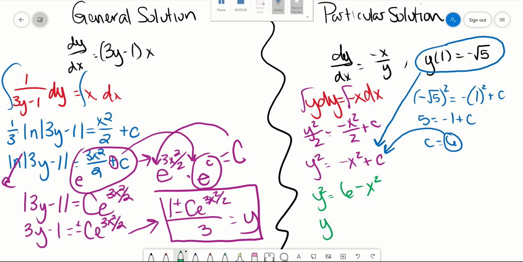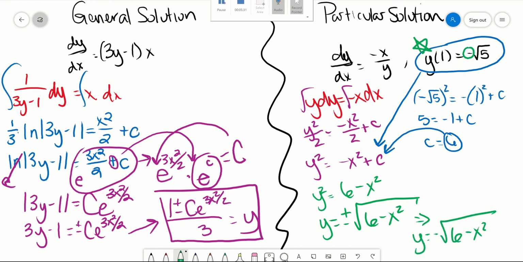So we solve for y, but when you take a square root, you get either the positive answer or the negative answer. So you've got to decide which answer do I go with here. That's where, again, we evaluate using the initial condition. Your initial condition is negative. So that means we have to choose the negative option. So negative square root of 6 minus x squared.